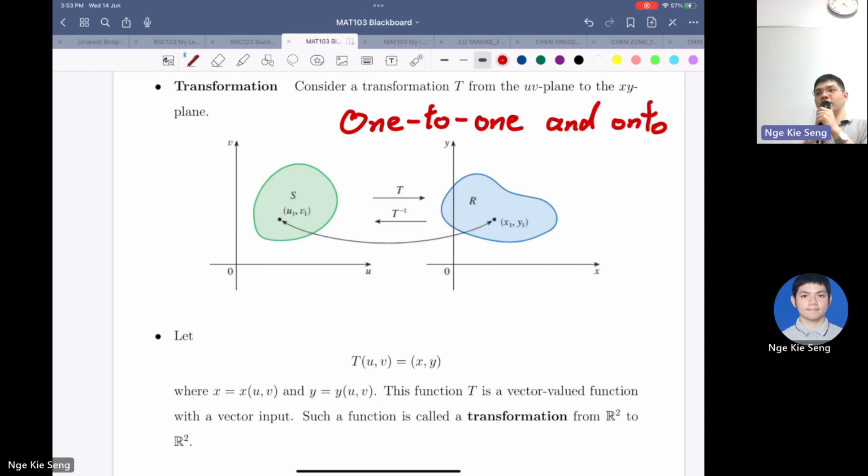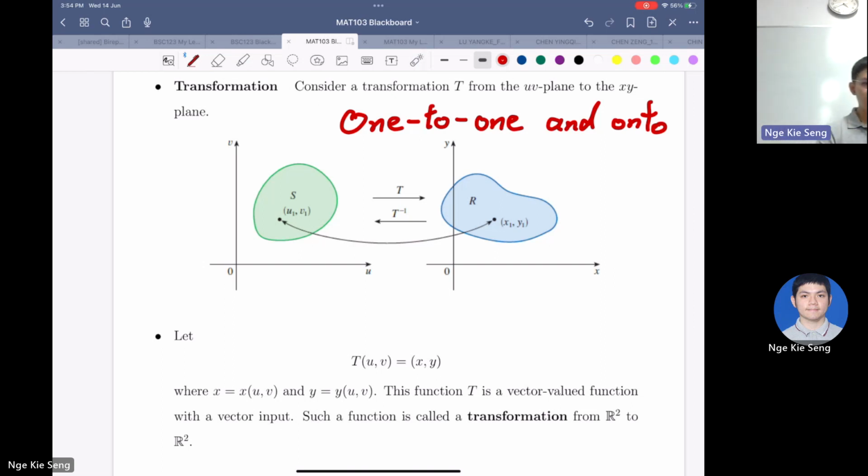You guys know what's one-to-one and onto? Injective, surjective. Okay, one-to-one means everyone pairs up with one. And onto means everything in the codomain gets mapped by a pre-image. Okay, very good.